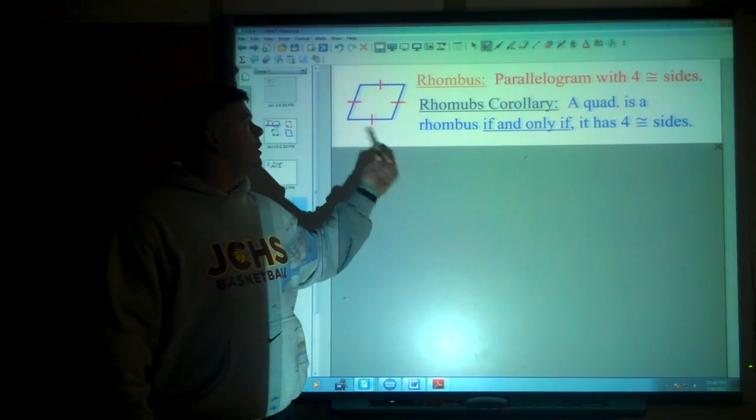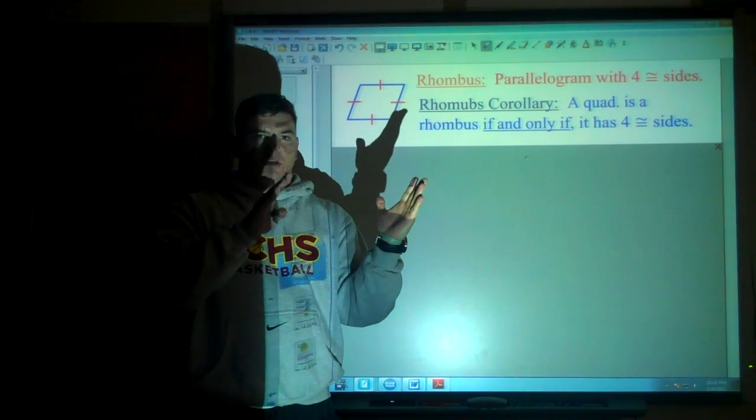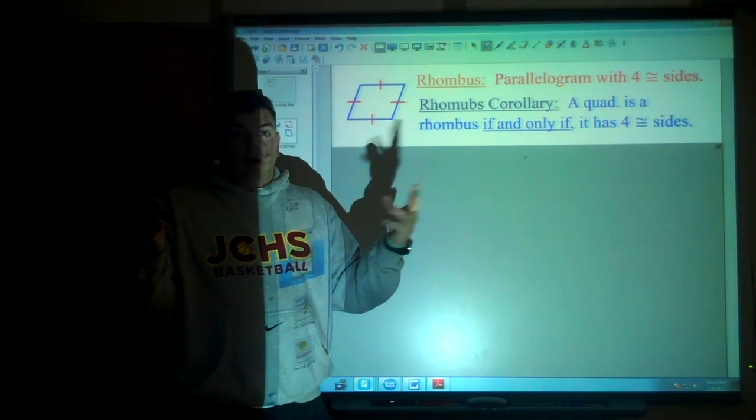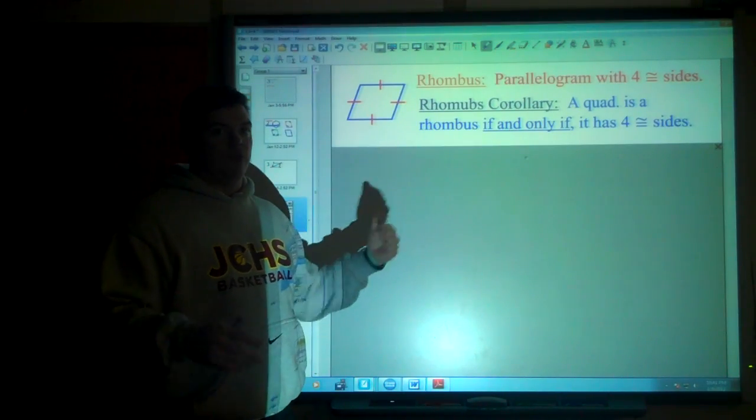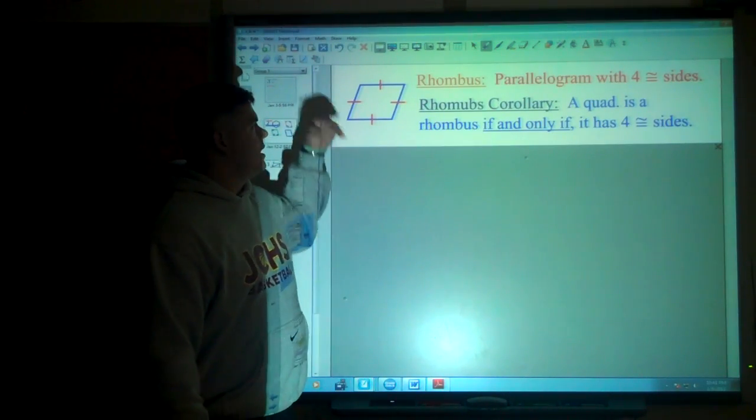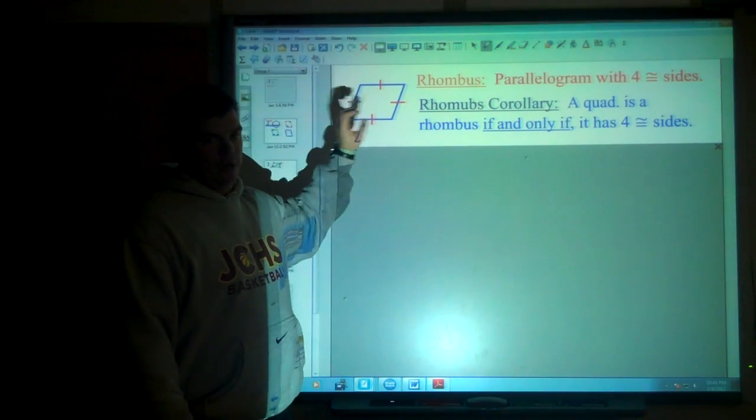Now, they don't always have to look in this way. It doesn't have to look like a square that's been tilted over. It could be a square. A square, in fact, is a rhombus. A square is a rhombus because squares have all 4 sides that are the same. The key is you have to have all the sides. It has nothing to do with angles.